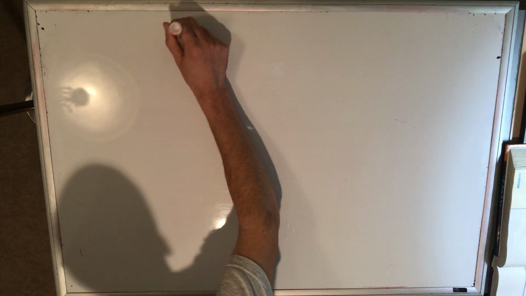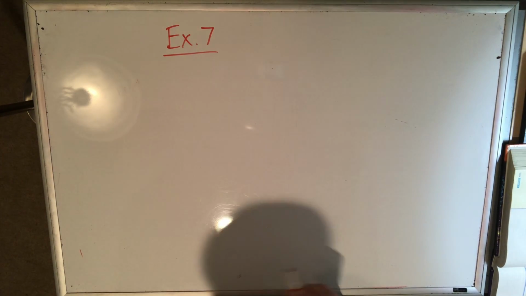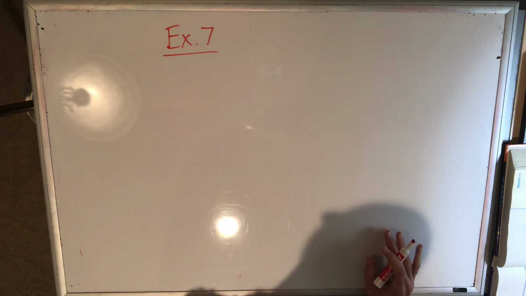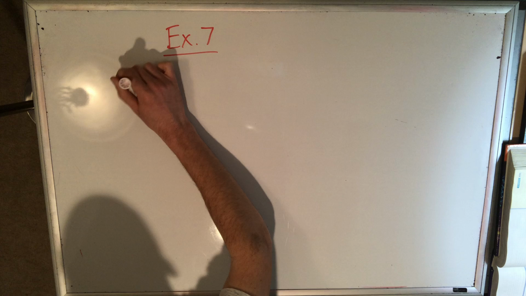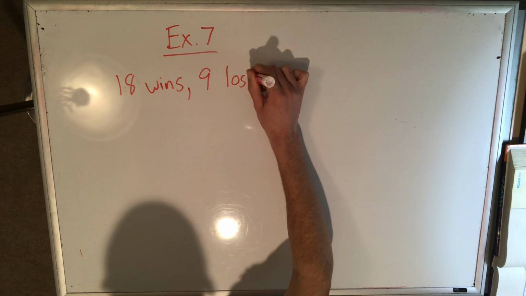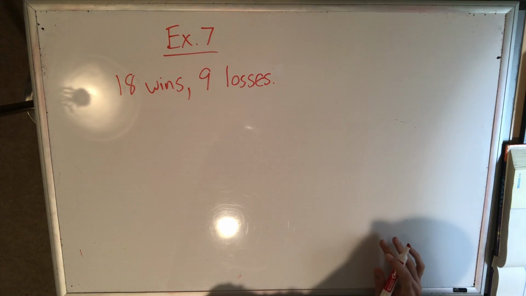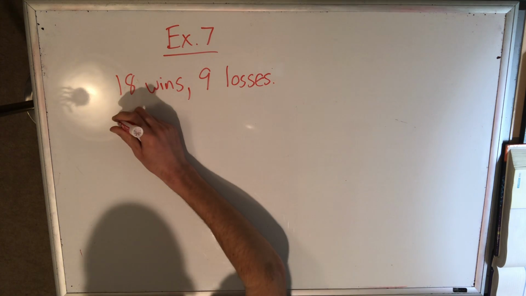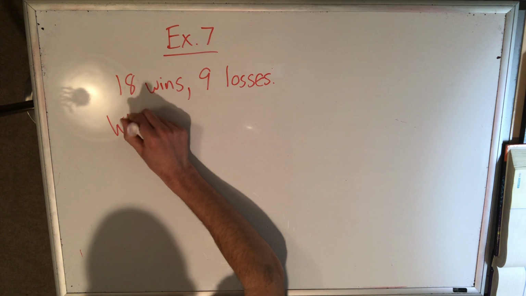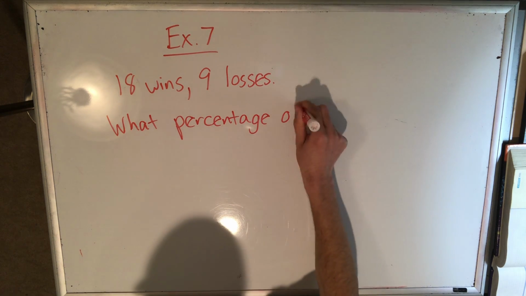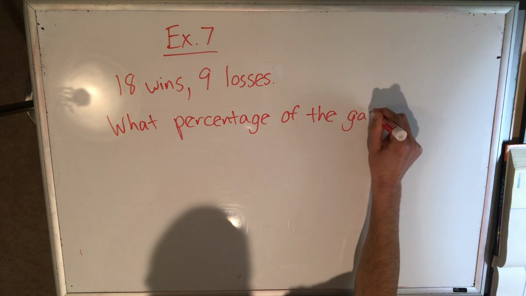Example 7. A team won 18 games and lost 9 games. The number of games won is what percent of the total games played? So 18 wins for this team, 9 losses. The number of games won is what percent of the total games played? So what percentage of the games did the team win?